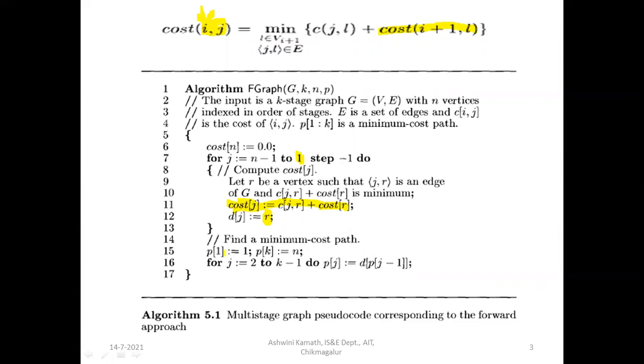From which vertex we are getting the minimum value, we are going to check that, and that will be assigned to p of j. So p of j is equal to d of p of j minus 1 from the previous stage. If we are writing for the jth stage, from the j minus 1 stage we have to check, right? So d of p of j minus 1 will have the vertex from which we have got the minimum value from the previous stage. That will be assigned to p of j. So this will continue up to k minus 1. This is the pseudocode, or the algorithm, for the forward approach for the multi-stage graph.